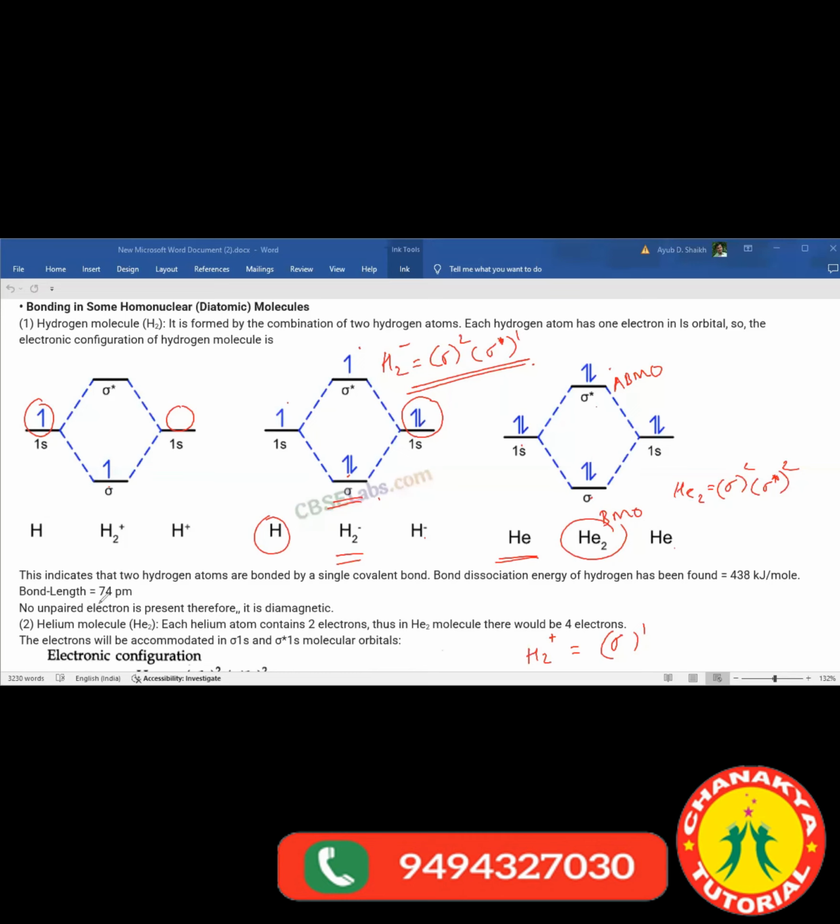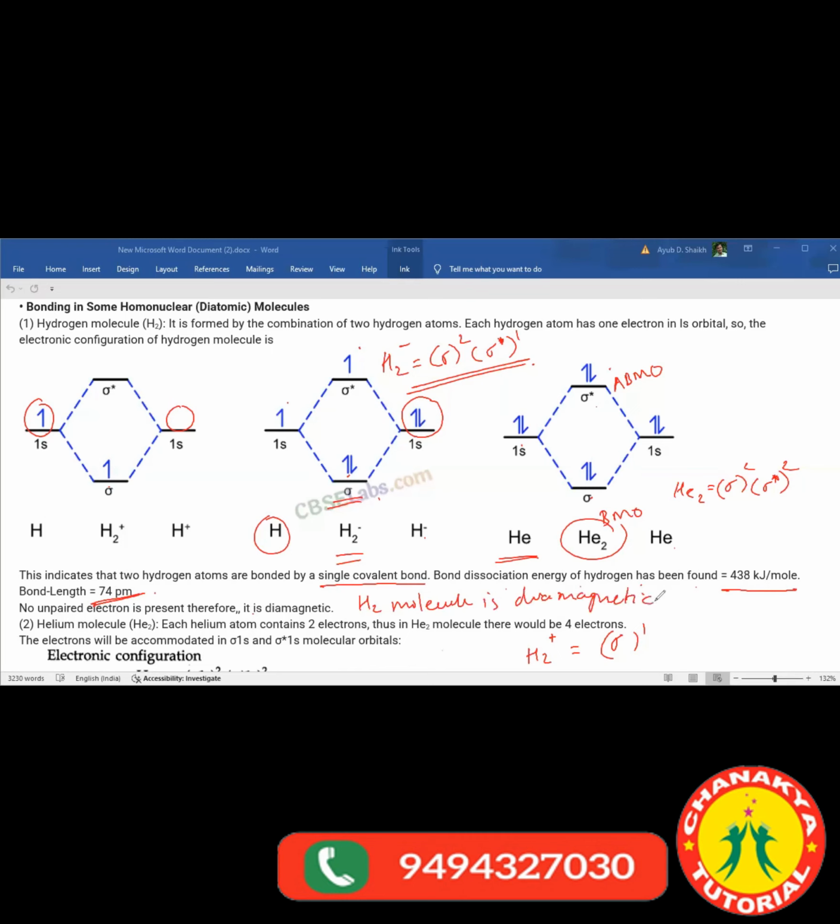Fine. Now see, this indicates that two hydrogen atoms are bonded by a single covalent bond. The bond dissociation energy of hydrogen has been found to be 438 kilojoule per mole. What is the bond dissociation energy for hydrogen? 438 kilojoule per mole. And the bond length is 74 picometer. No unpaired electron is present. Therefore, the H2 molecule is diamagnetic.